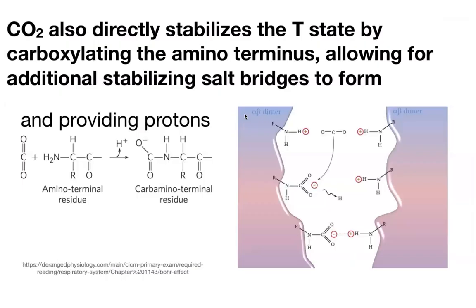When you have something negative, now it can form a salt bridge with something positive. So you can get a new salt bridge forming that you wouldn't have had before. And at the same time, you're going to be giving up a proton, you're going to be lowering the pH. So the bicarbonate system is only one of the ways. It's the main way that your body transports CO2, but the other way is through hemoglobin itself. So with reacting with hemoglobin, you're releasing more protons and you're making it so that there are additional interactions that can form that stabilize that T state.